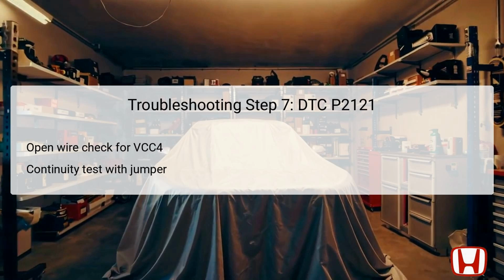Following that, a jumper wire is used to connect specific terminals in the APP sensor 6P connector, allowing for another continuity check that will confirm the integrity of the VCC4 wire running back to the PCM. If continuity is demonstrated successfully, the circuit is confirmed to be good, and the technician can explore further tests or replacements. However, if no continuity can be determined, then immediate action to repair that open wire is essential to rectify the communication issue between the components.